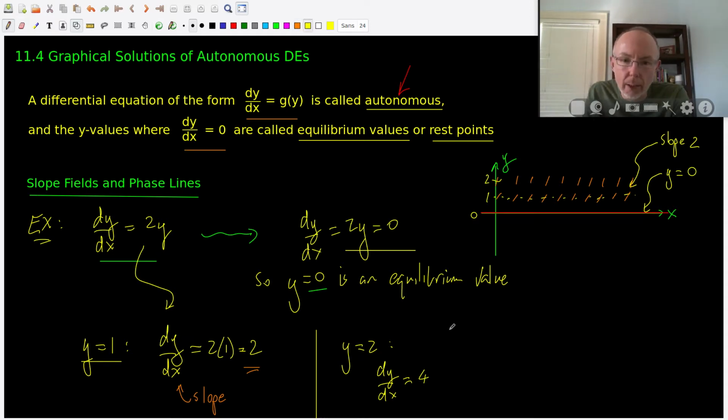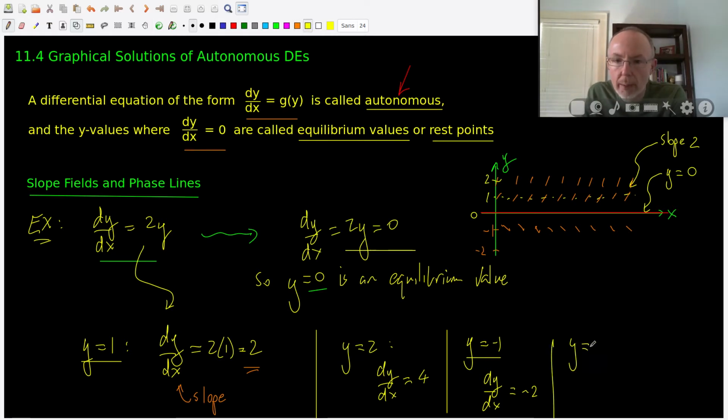And similarly, I could go down and think about what happens when y is minus 1. When y is minus 1, dy/dx has to be 2 lots of minus 1, which is minus 2. So down here at minus 1, the slope is minus 2, so it's decreasing, and the slope should be the negative of whatever I had up there, because that was slope 2. Right? And similarly, when the y value is minus 2, the slope is minus 4.